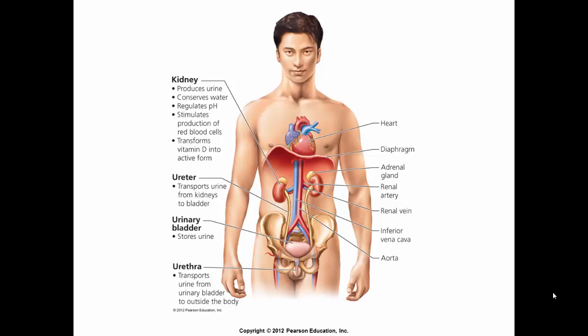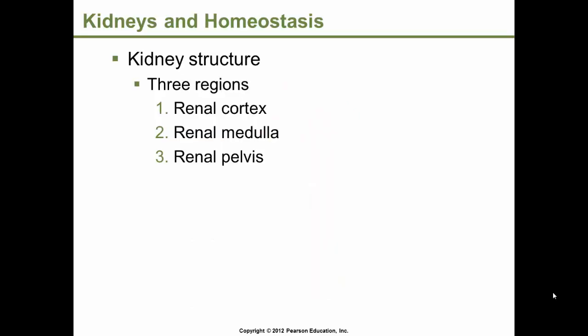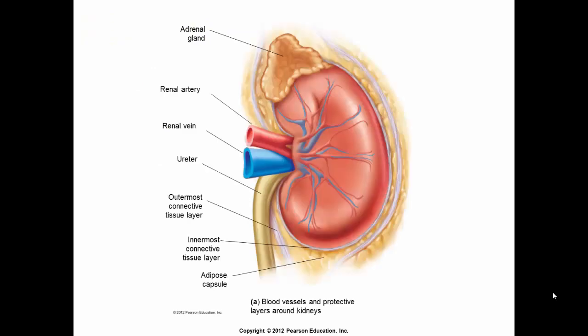And so this shows the location and some of the essential functions of the organs of the urinary system that we will be talking about, as well as the location. They're high up in the abdominal cavity. The structure of the kidney has three regions: the renal cortex, renal medulla, and the renal pelvis.